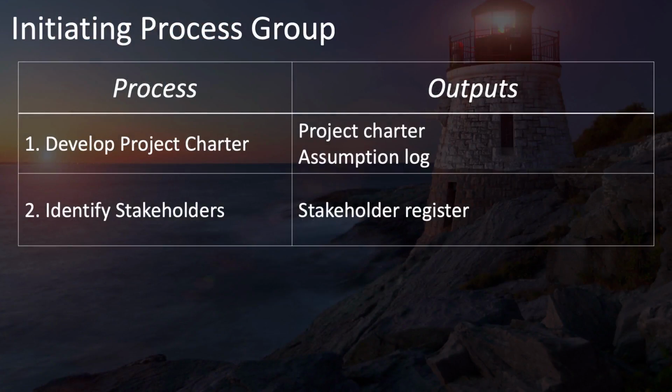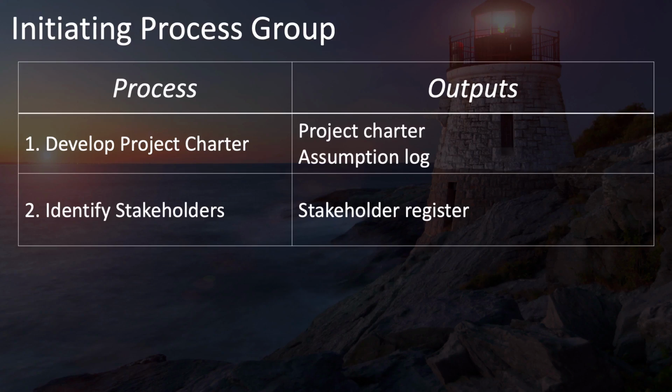The develop project charter process has just two outputs: the project charter and the assumption log. The identify stakeholders process has a few potential outputs that are secondary, but only one primary output, and that is the stakeholder register. We'll cover the primary output first, and then come back to the secondary outputs.